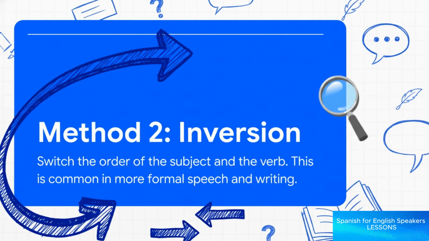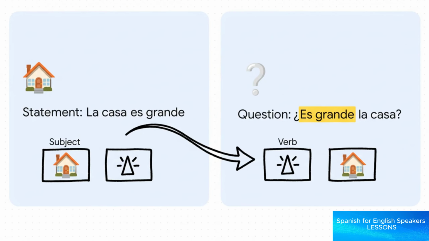All right, let's grab our second tool. Inversion. Now, this is where we actually see that word order shift that people talk about. You just take the subject and the verb, and you swap them. This method sounds a little more structured, and you'll see it a lot, especially in writing. So look at how this flips.